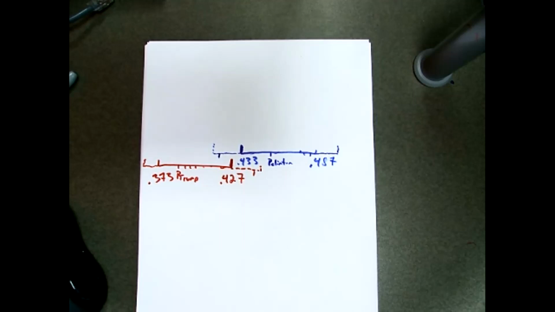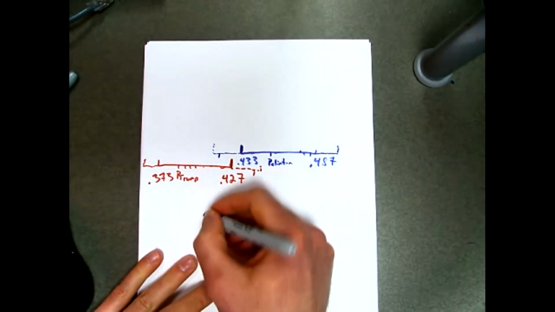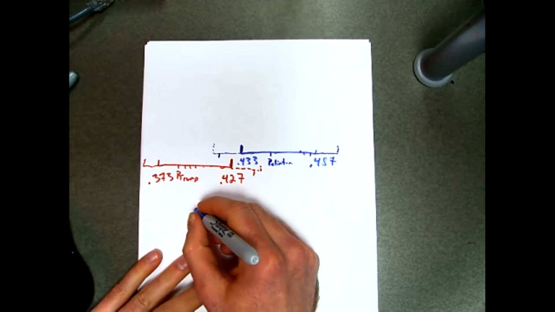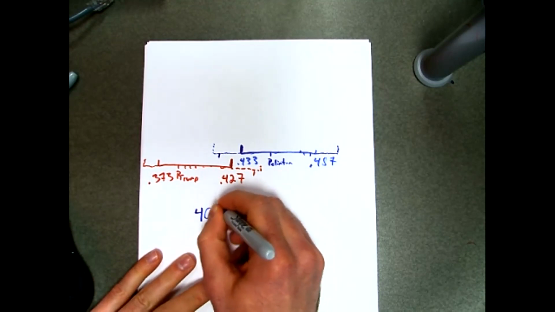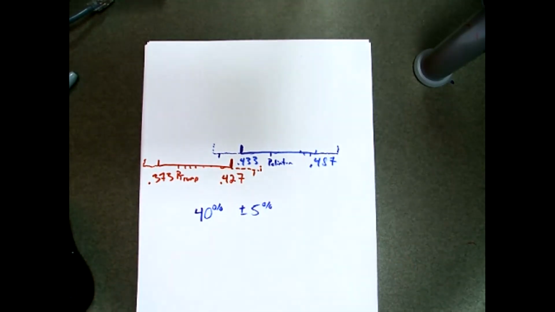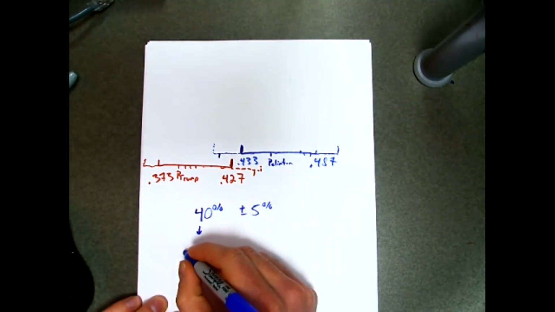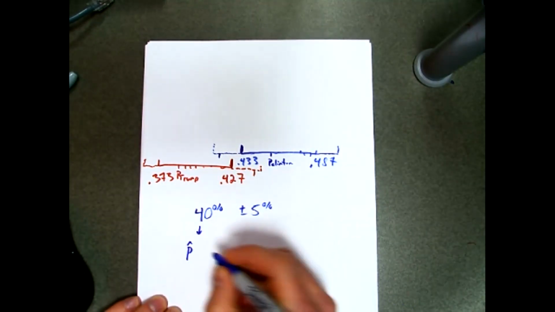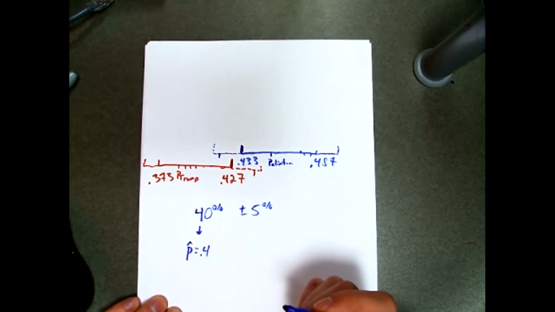But I always use political polling data because it's very common. Most people have seen it. Just as another point of reference, a lot of times when you see this political polling data, they'll say something like 40% of people are going to vote for Trump plus or minus 5%. What they're really giving you there is just the sample proportion in percentage form. So really it would be 0.4.